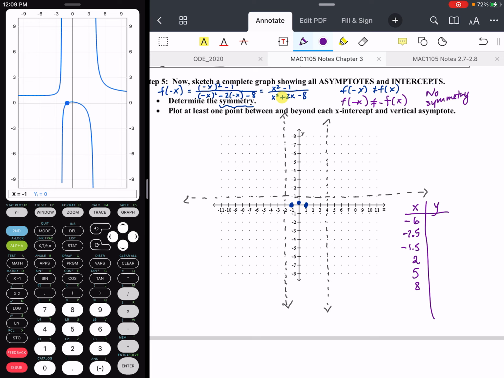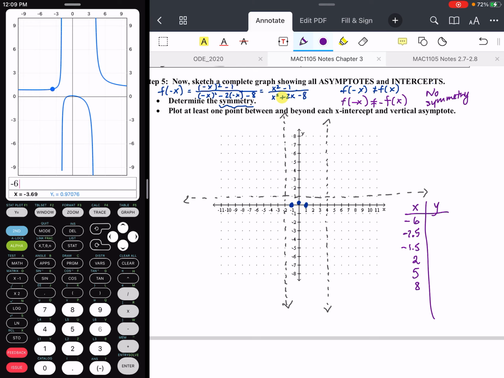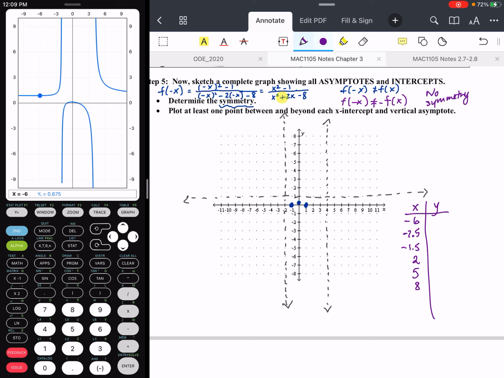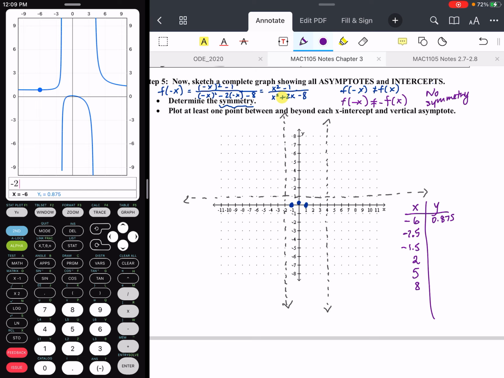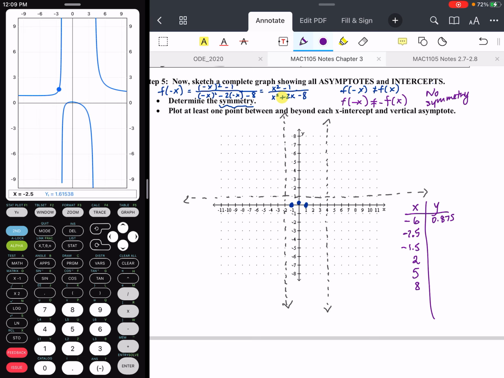And I'll use the trace function here. So trace negative 6 gives me 0.875. Negative 2.5 gives me about 1.6. So I'm just going to round that to 1.6. And these are just approximations just to give me guide points to graph these. So negative 6 and 0.875.